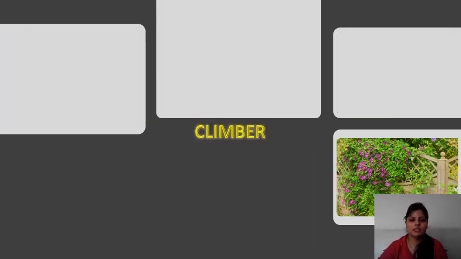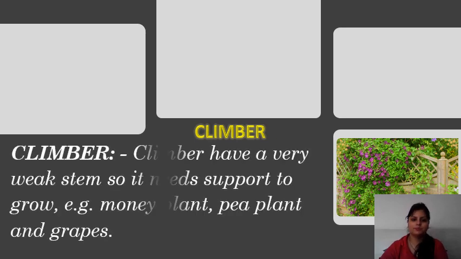So children, let us see the next type of plant, which is climber. Now why are they called climber plants? Because they cannot stand erect without a support. They climb onto a surface or support. They need support to grow and they will climb on that support. So let us see what climbers are. Climbers have a very weak stem. So that is the reason it cannot stand erect. It needs a support to grow.